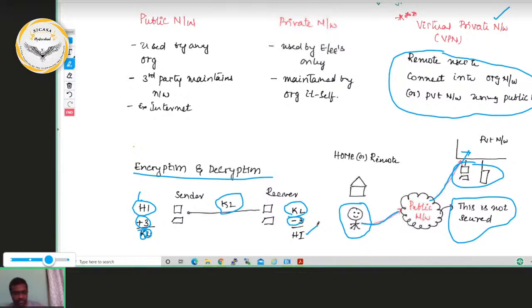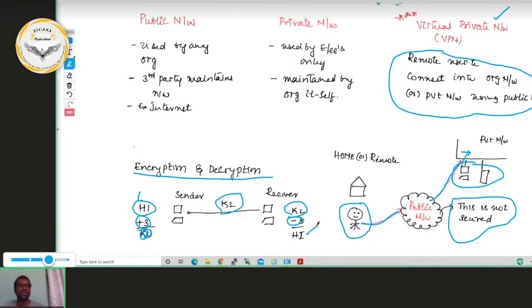This is called encryption and decryption. So what do you mean by encryption and decryption? Conversion of plain text into cipher text is called encryption. What do you mean by decryption? Decryption is conversion of cipher text back to plain text.